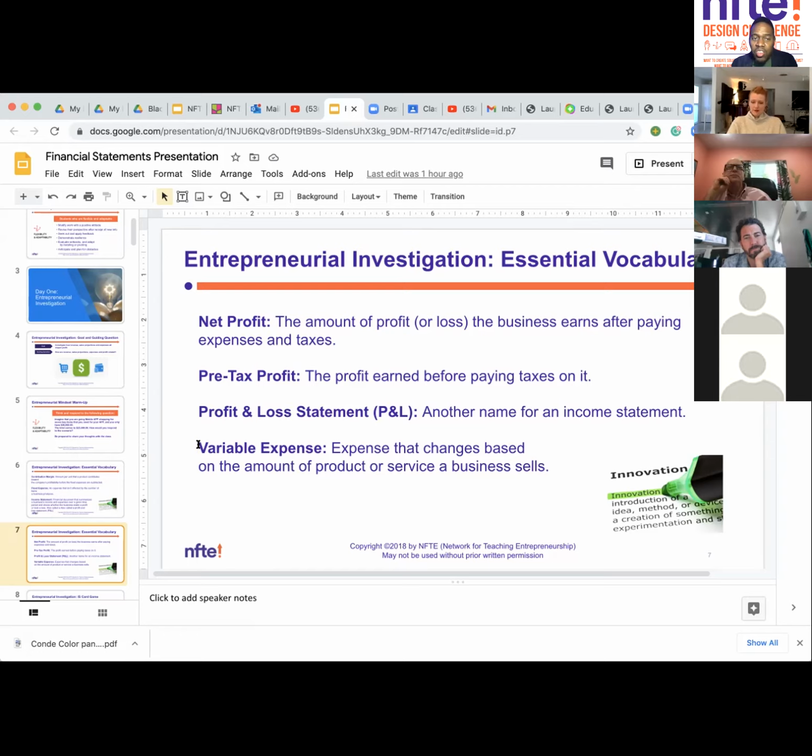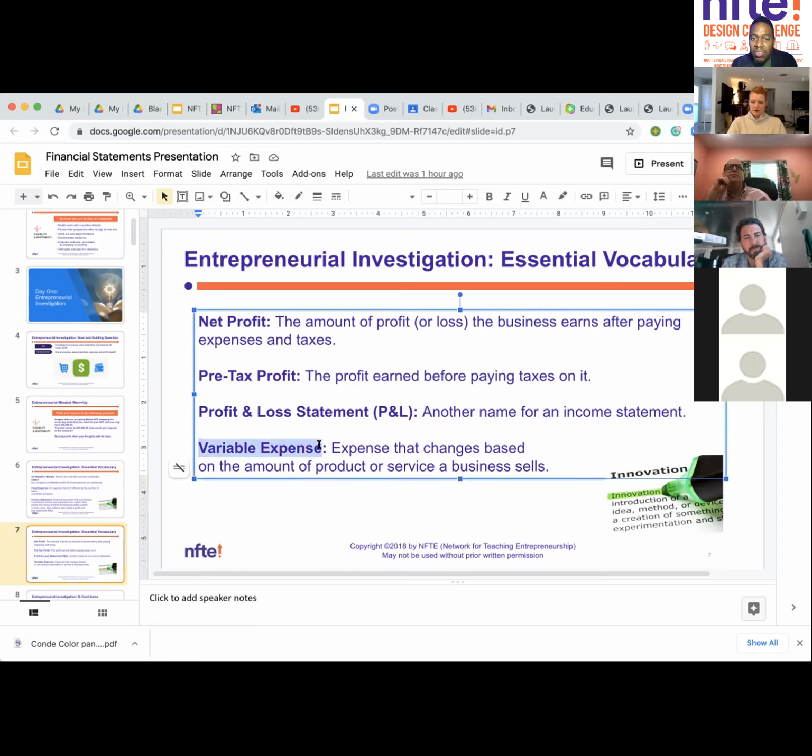And this one is going to be a key element in business. Variable expense. Expenses that change based on the amount of product or service the business sells. That's going to be a key one. Manufacturing costs then would be an example of that, I guess.